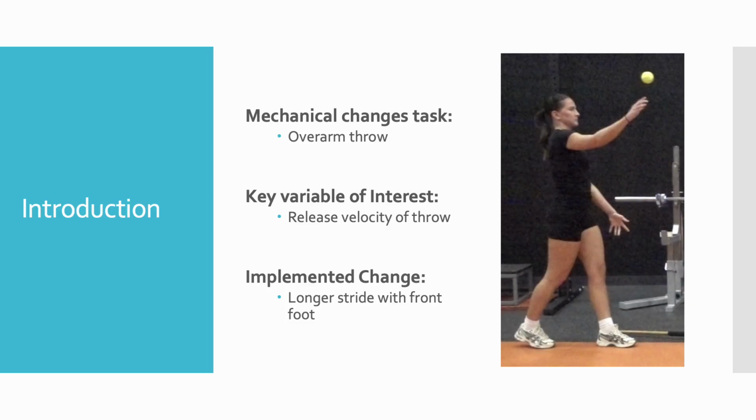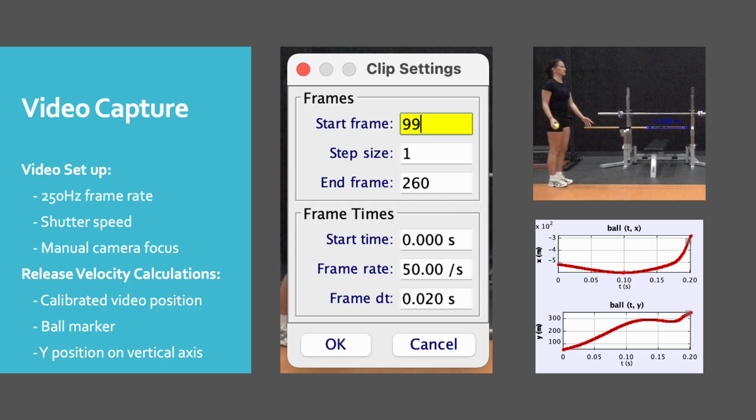For my video capture, we had a video set up using 250 Hz frame rate, which is ideal for faster movements like an overarm throw, as more pictures are taken through the movement per second, which induces greater accuracy through the tracking process.